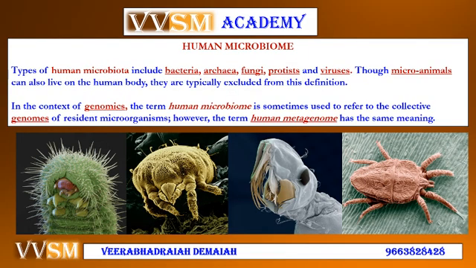Types of human microbiota include bacteria, archaea, fungi, protists, and viruses. Though micro-animals can also live on the human body, they are typically excluded from this definition. In the context of genomics, the term human microbiome is sometimes used to refer to the collective genomes of resident microorganisms. However, the term human metagenome has the same meaning. Please observe all these microbes living in different parts of the human body in one way or another.